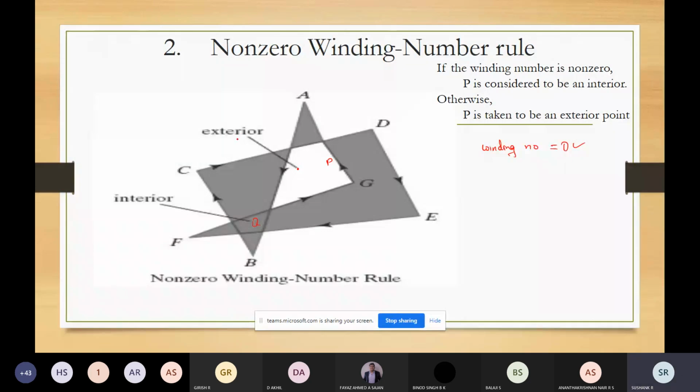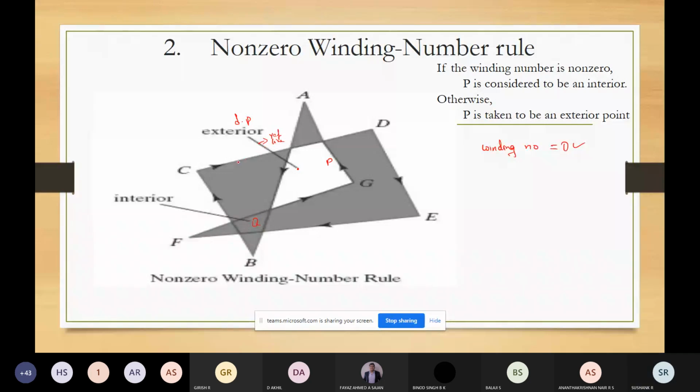Now how to determine? In the previous example, the number of intersections was used for determining whether it is odd or even. Now, as we move along this line from this point P to a distant point, we will count the number of line segments that cross the reference line in each direction. What is my reference line? This is my reference line.